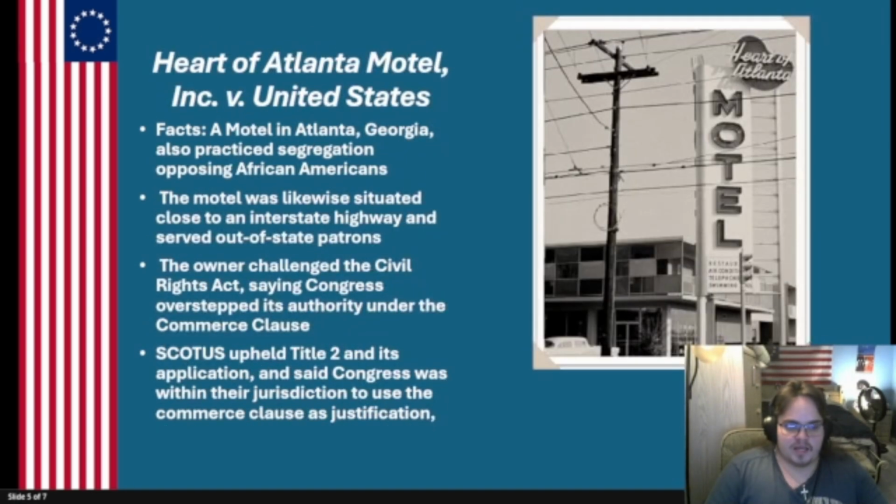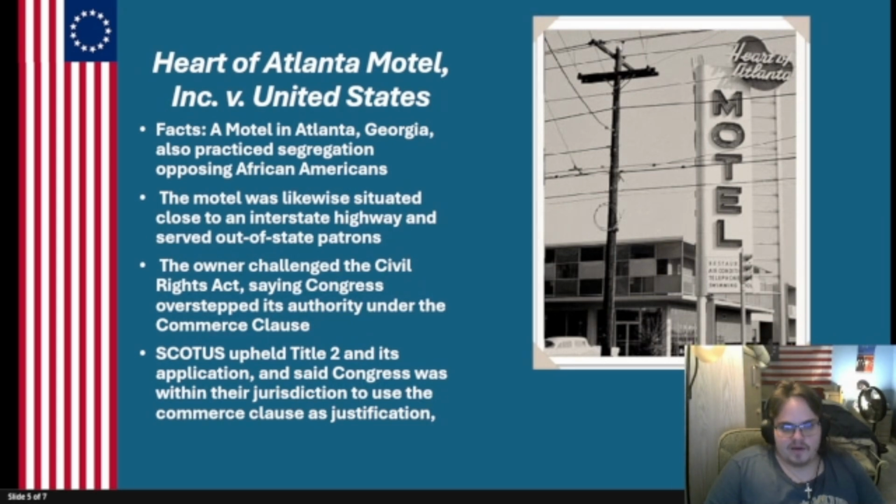So let's look at another case called Heart of Atlanta Motel, Inc. v. United States. And the facts of this case are that a motel in Atlanta, Georgia also practiced segregation against African Americans. And similarly to the restaurant that we just discussed, the motel was likewise situated close to an interstate highway and served out of state patrons. And the owner challenged the Civil Rights Act, saying Congress overstepped its authority under the Commerce Clause.